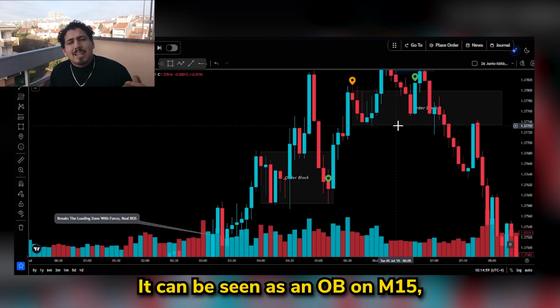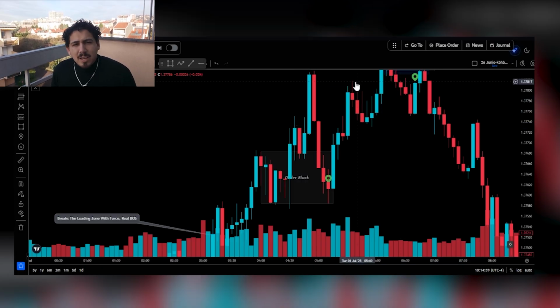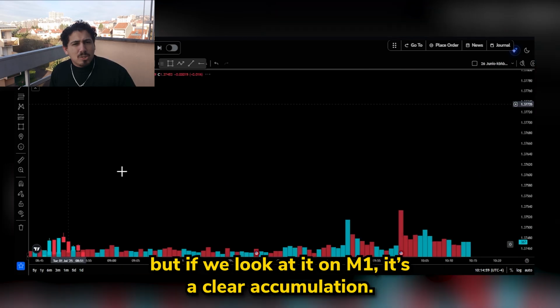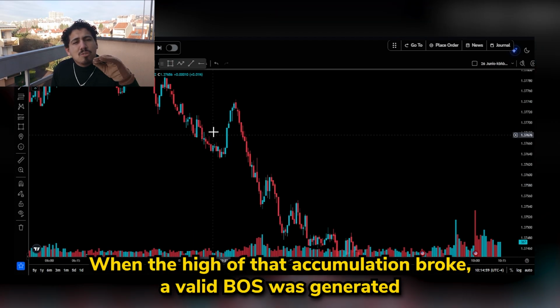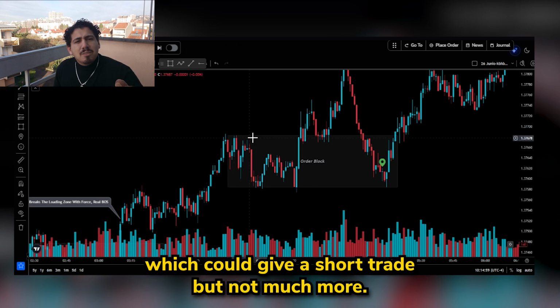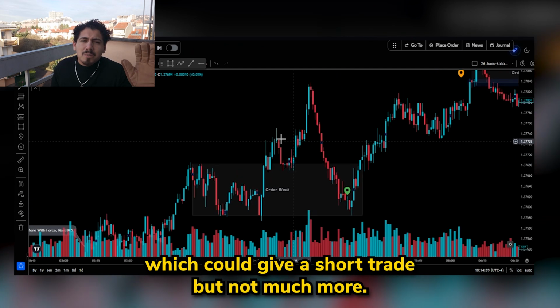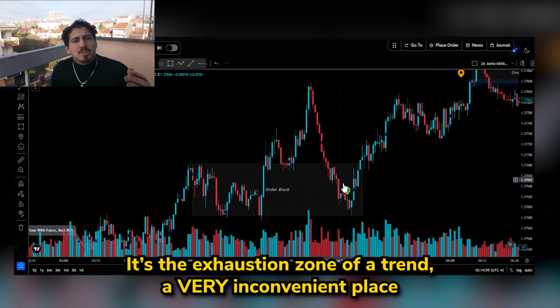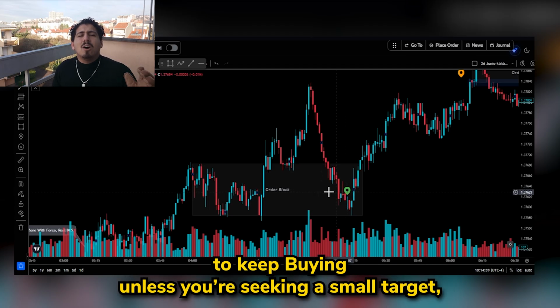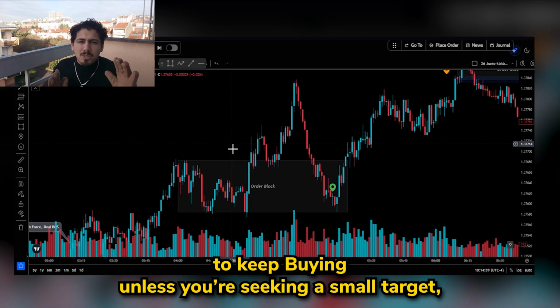It can be seen as an OV on M15, but if we look at it on M1, it's a clear accumulation. When the high of that accumulation broke, a valid break of structure was generated, which could give a short trade but not much more. It's the exhaustion zone of that trend, a very inconvenient place to keep buying unless you're seeking a small target.